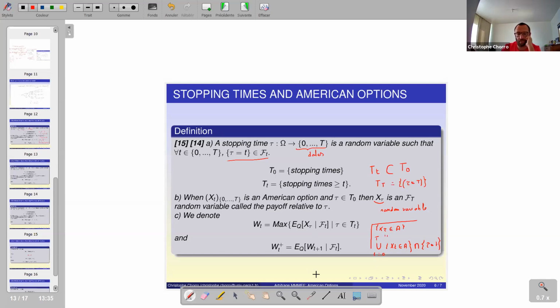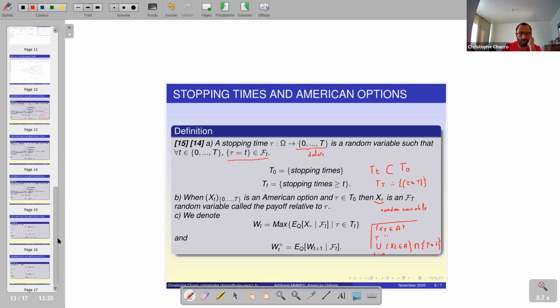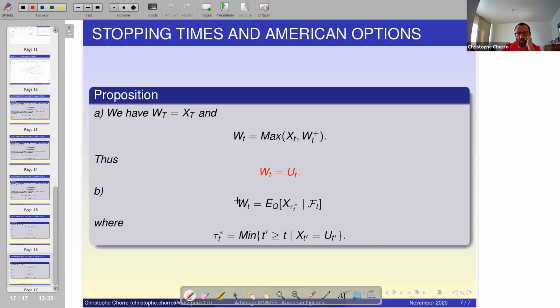Okay, and we have the following proposition. I have my definition here, and I have the following proposition. Then we can prove that W capital T is equal to X capital T, and that Wt fulfills this one. In particular, this is the max of Xt and the conditional expectation under Q of Wt plus 1 given Ft.